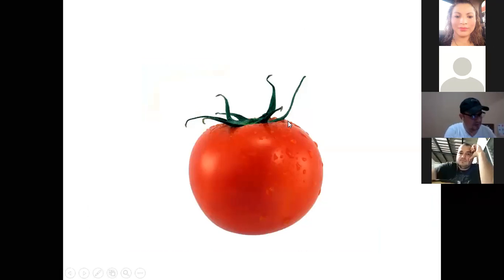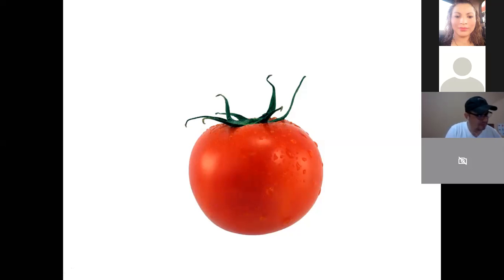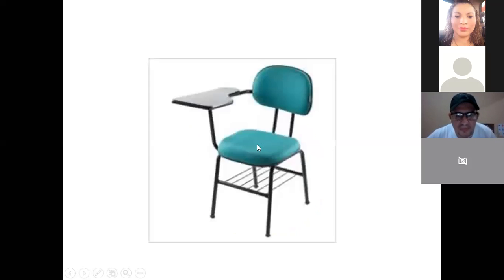Very good. Carlos Dominguez, this is for you. What's this? It's a tomato. Okay. A tomato. Excellent. Very good. It's a tomato. Roberto Quijano, tomato, very good.